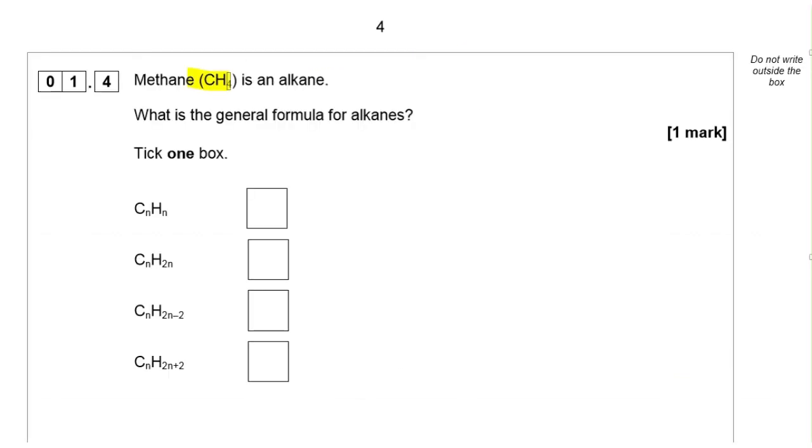Question 1.4. Methane, CH4, is an alkane. What is the general formula for alkanes? Tick 1 box for 1 mark. CnHn, CnH2n, CnH2n minus 2, CnH2n plus 2. Now this is a simple recall from your organic chemistry and it's the bottom one. So for 1 mark, tick the box at the bottom, CnH2n plus 2.